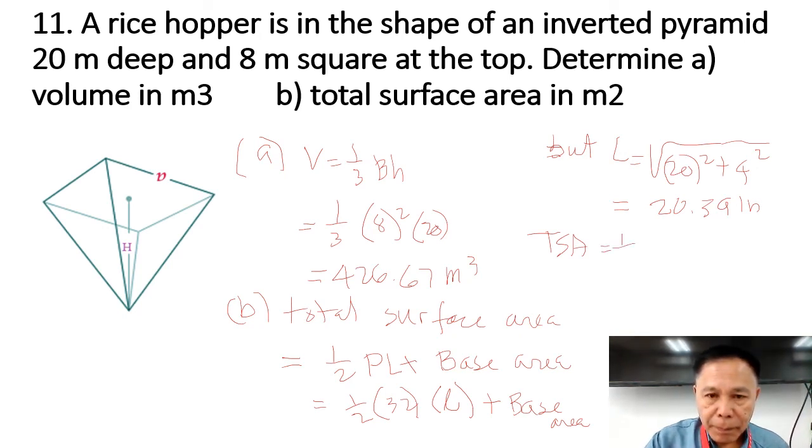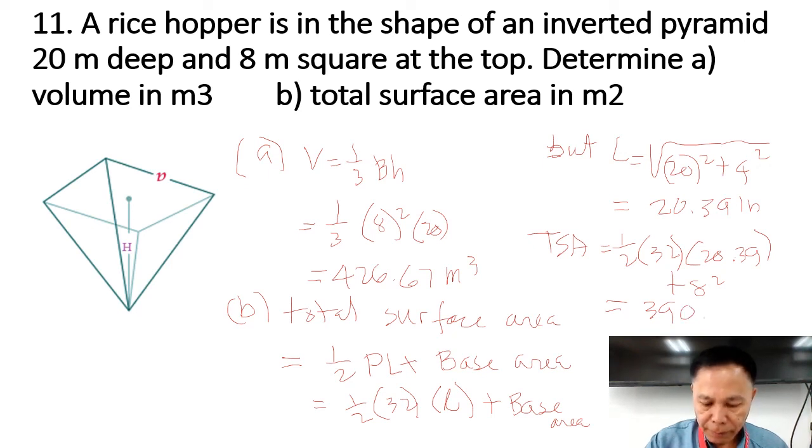So total surface area is equivalent to 1/2 times 32 times 20.39 plus 8 squared. So equivalent to 390.29 meters squared. So the next slide.